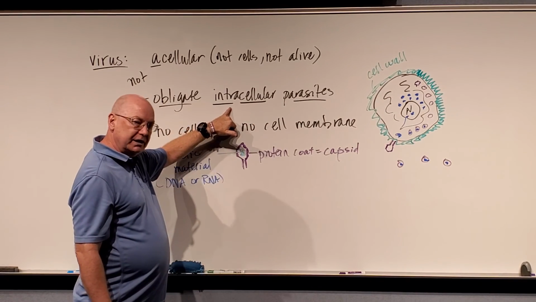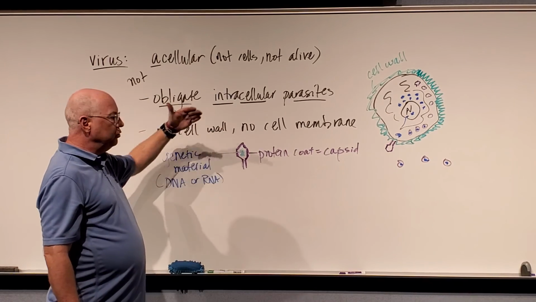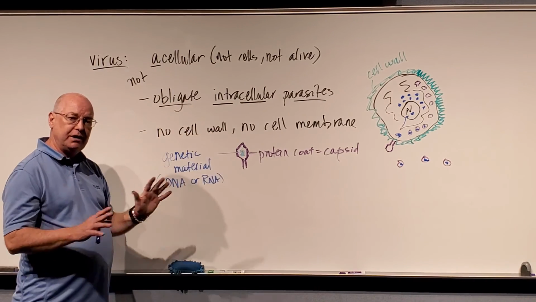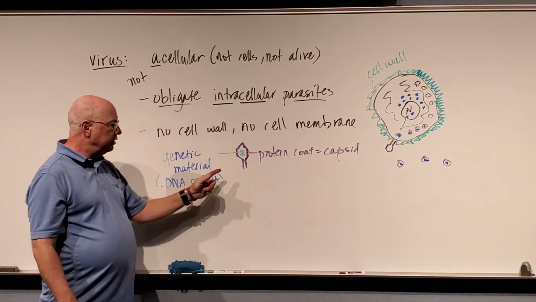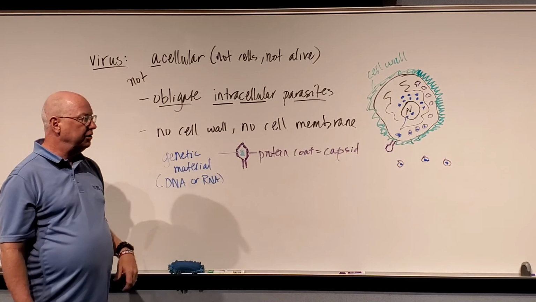They have to get inside the cell. It's required that they get inside the cell in order to replicate themselves. They don't have a cell wall or cell membrane. They don't have any organelles. All they are is a capsid or protein coat with some genetic material, either DNA or an RNA.